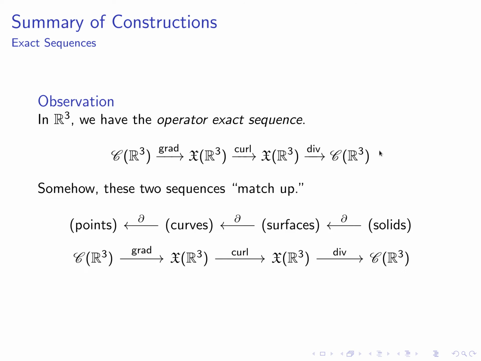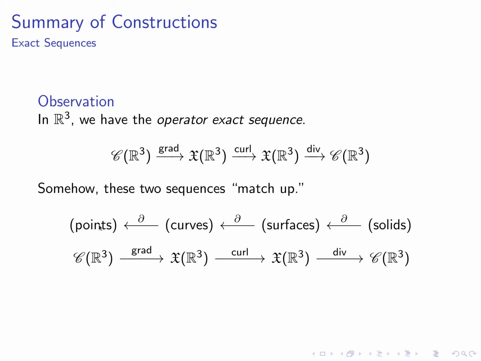And if we think for a moment, we realize that the two concepts that we've just constructed match up in some sort of nice dualistic manner. We saw that there's this exact sequence of shapes where if we take the boundary of a solid, we produce a surface. If we take the boundary of a surface, we produce a curve. And if we take the boundary of a curve, we produce points. Well, if we stack that exact sequence moving to the left on top of the operator exact sequence, we get a nice matchup between concepts.